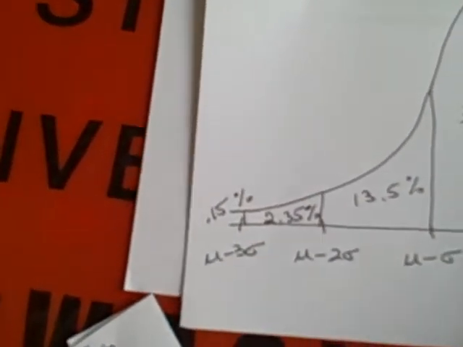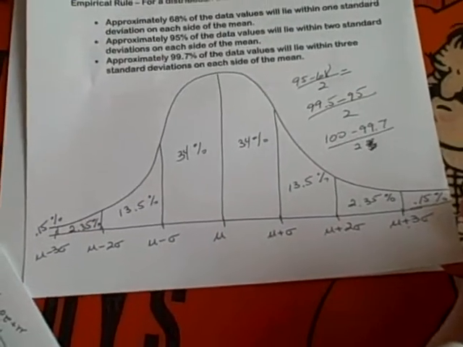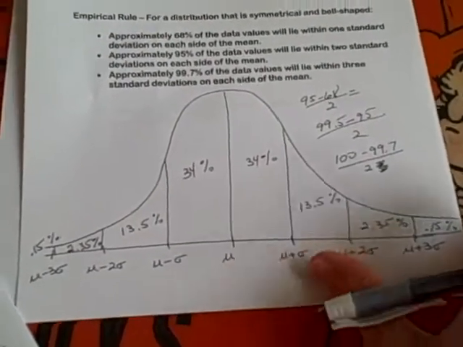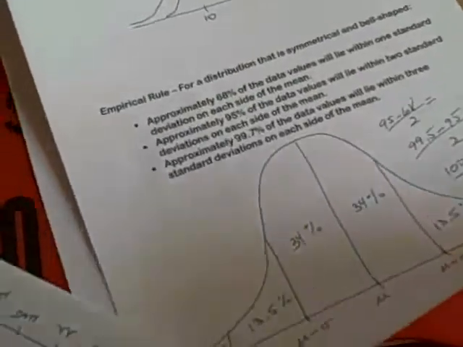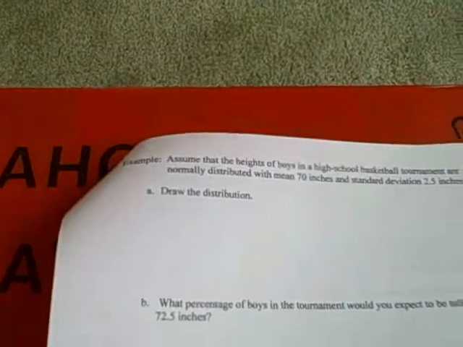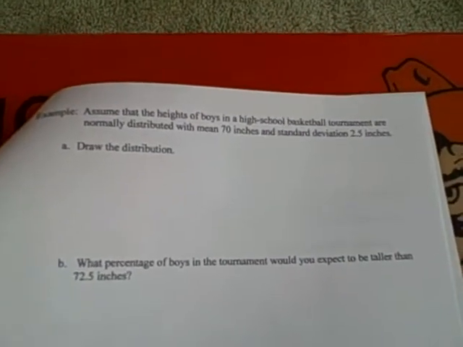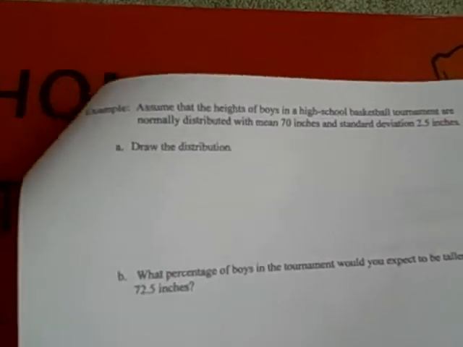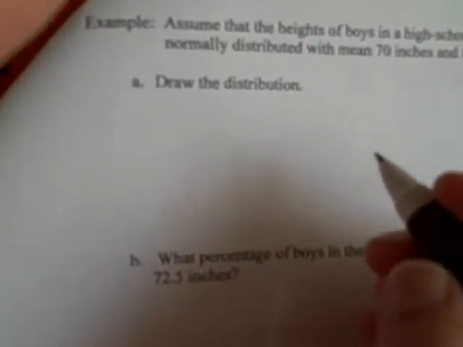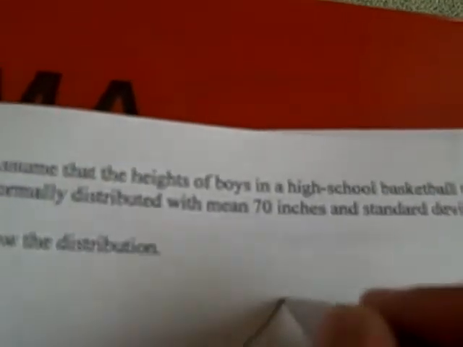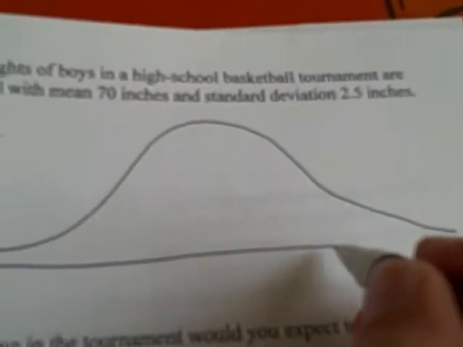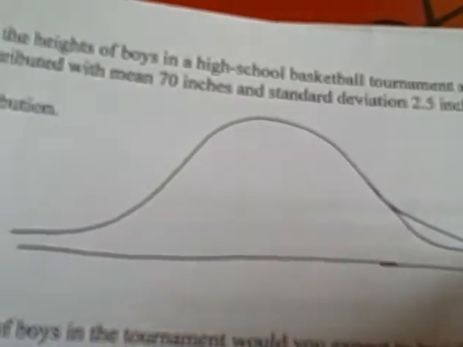All right, now we're going to use this information, okay, to work an example. Assume that the heights of boys in a high school basketball tournament are normally distributed with mean 70 inches and standard deviation 2.5 inches. Draw the distribution. All right, so we're going to do our best to draw a normal curve. I should be using a pencil, but here we go. Okay, not so great, but that's all right.